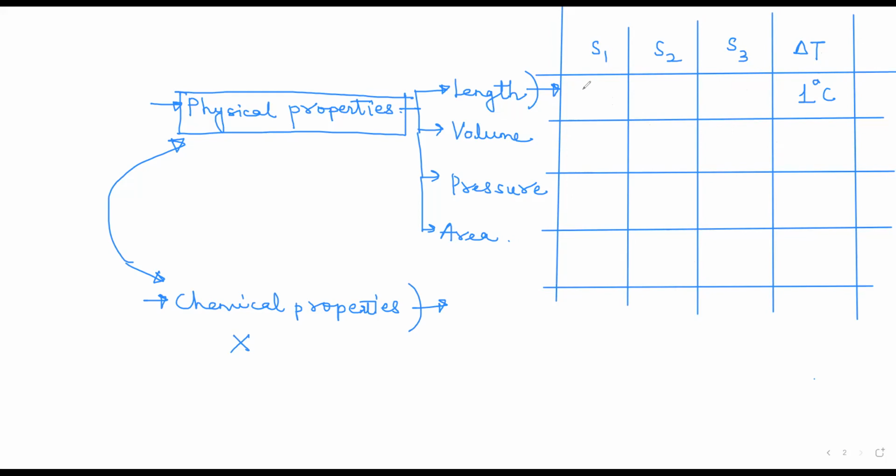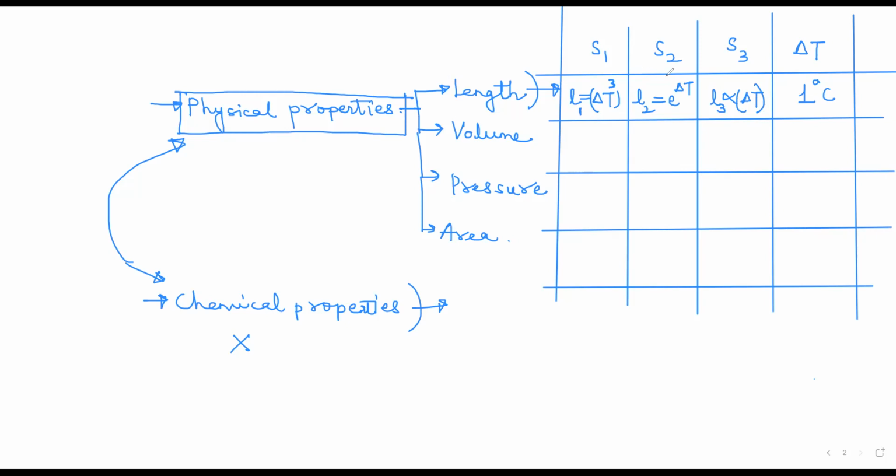So per degree change, the length was changing exponentially with temperature. Let's say it is cube, right? L1 is changing with delta T whole power 3. L2 is changing e power delta T, right? And the length of the third element is directly proportional to change in temperature. All of you tell me which one of these three you will choose to make a scale.